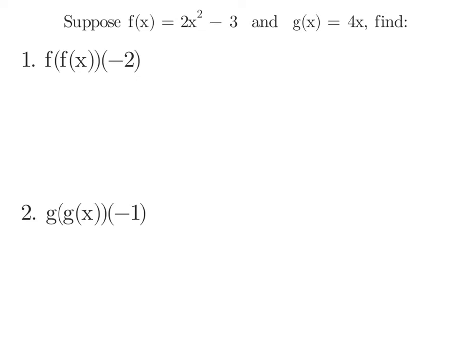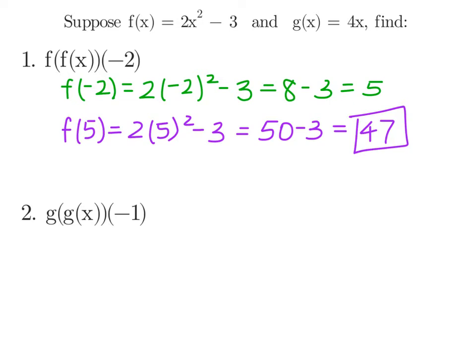Keeping with those same functions for f of x and g of x, I'm actually going to compose f within f of x, which means that I plug in -2 in for f of x, take that output and plug it back in to f of x. Let's see what that looks like. First thing I do is plug -2 into f of x, and I get 5. Then I take that output of 5 and plug it into f of x again, because that is the outside function, and that results with 47.